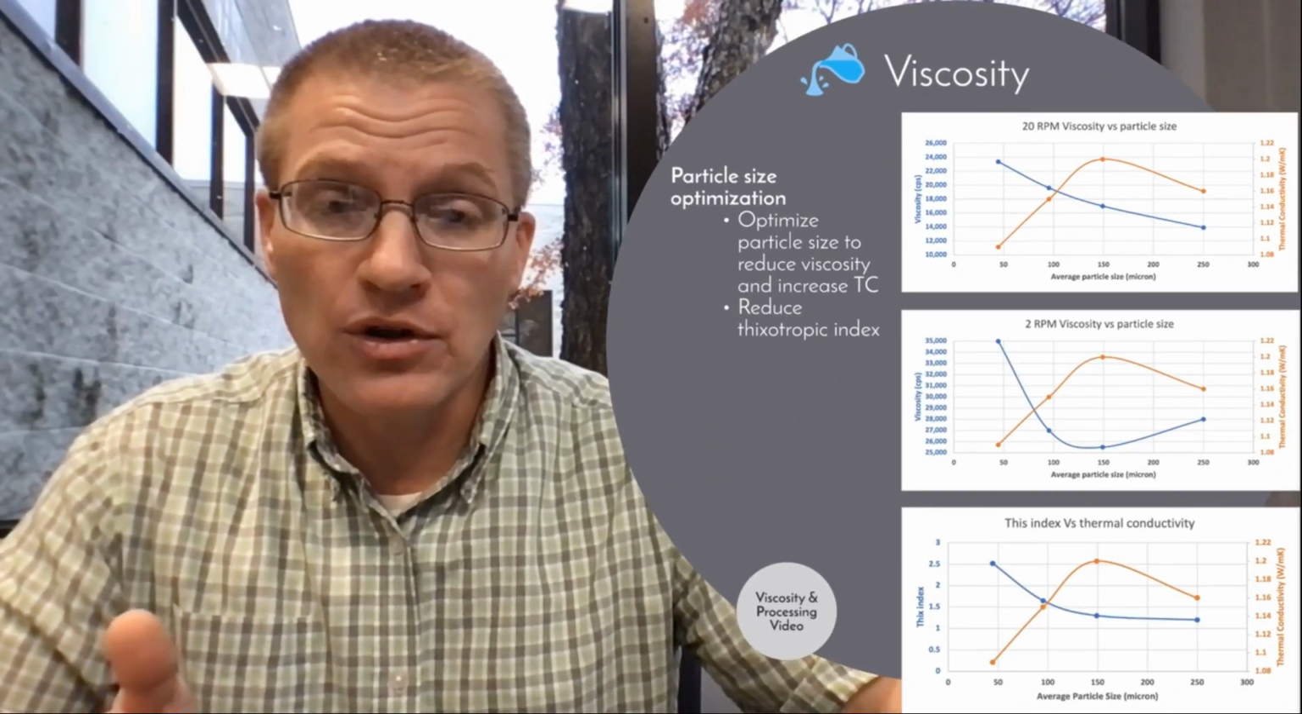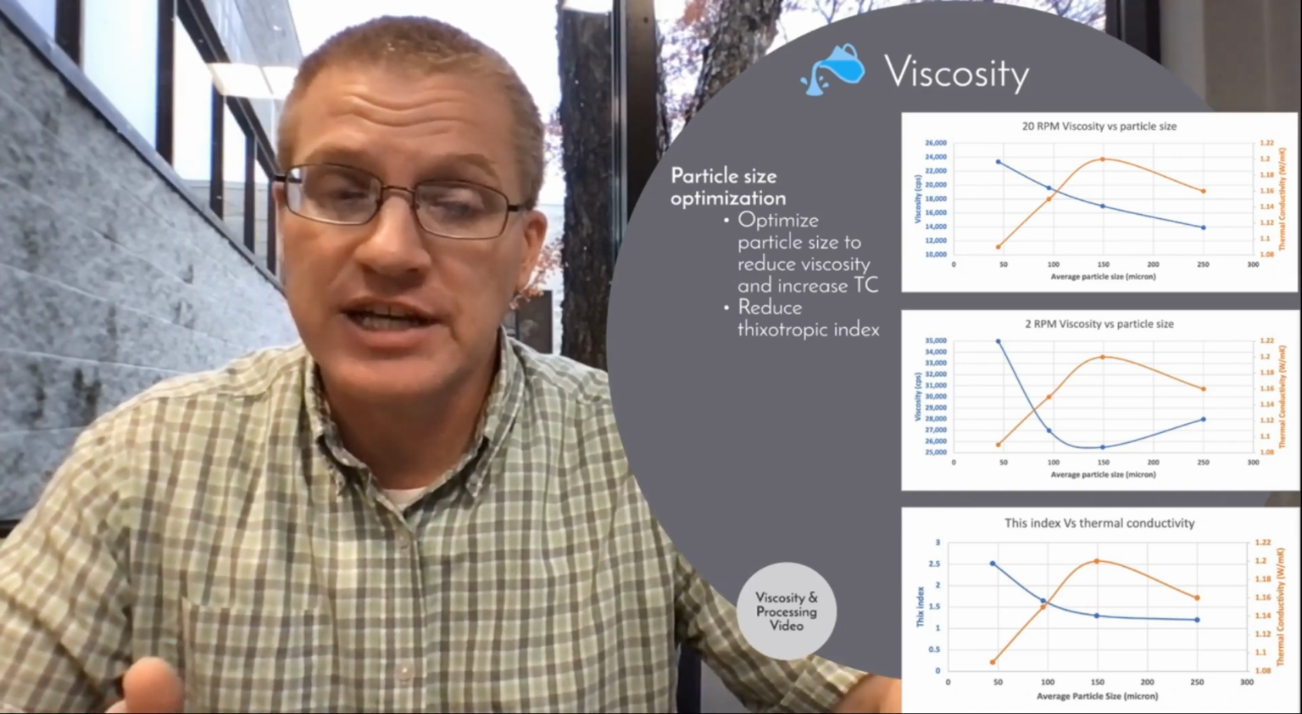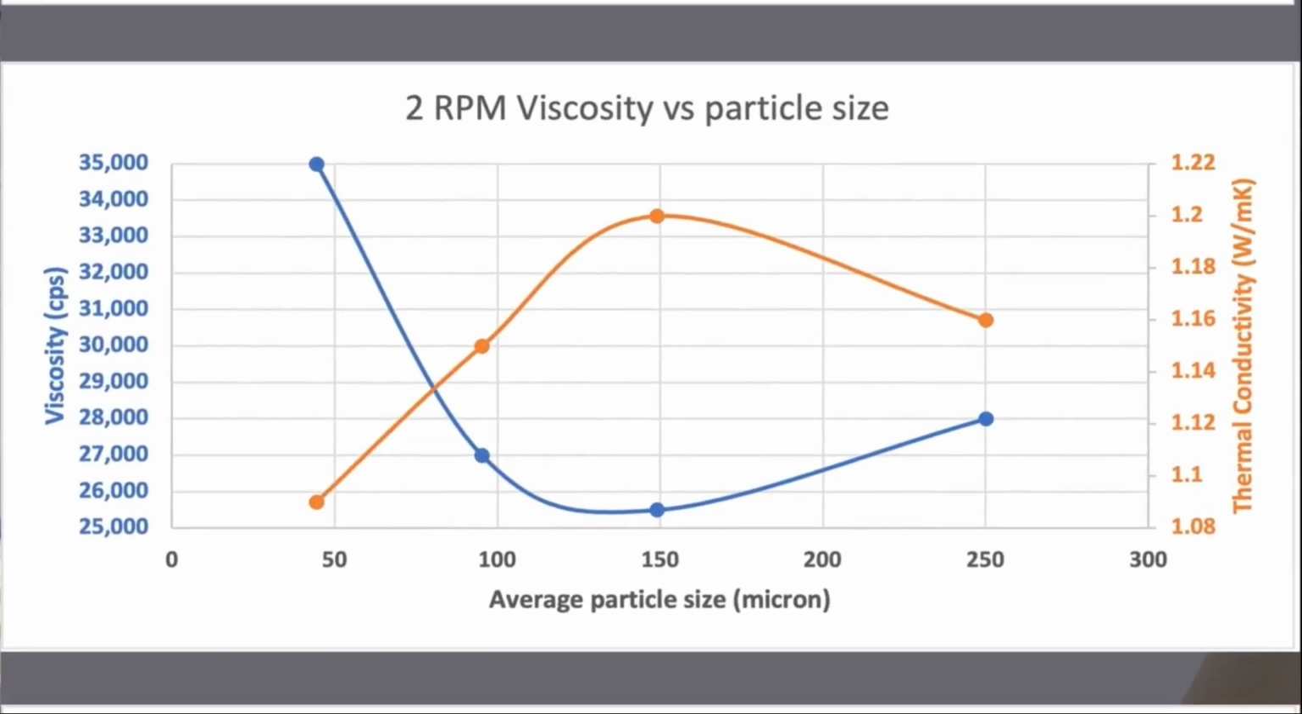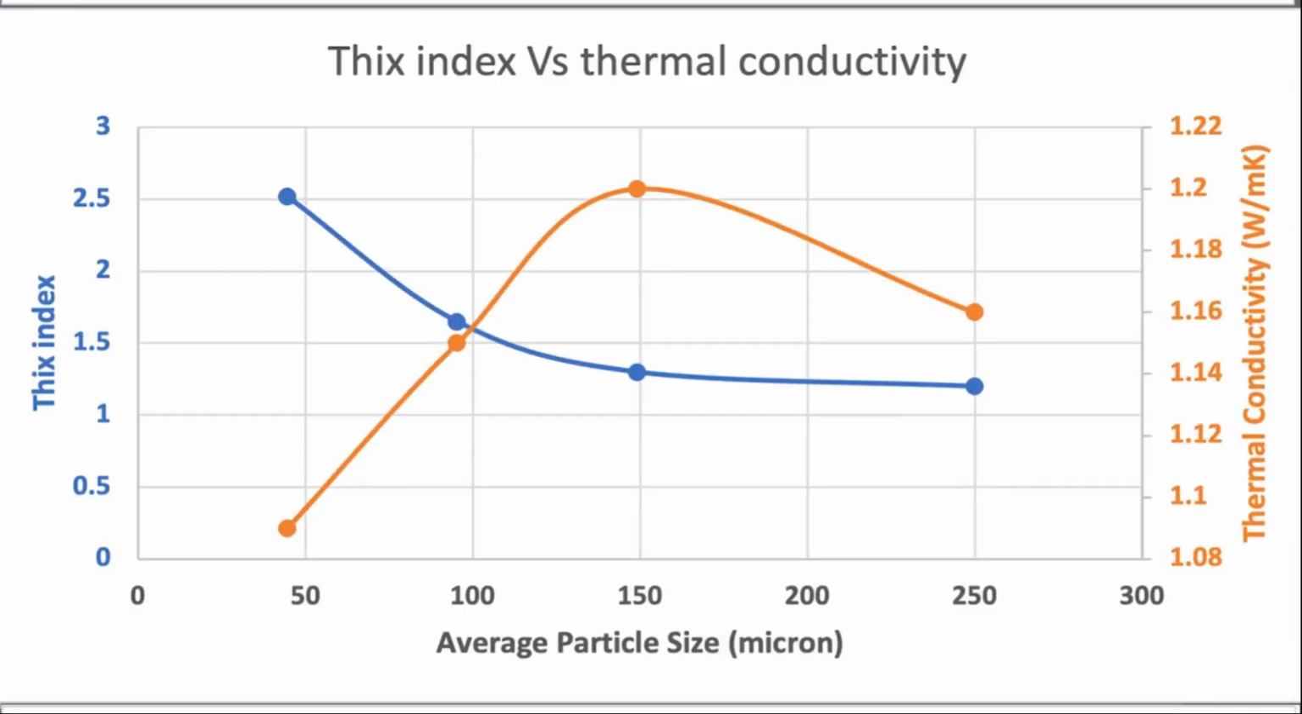Additionally, as we were talking about earlier, about process and flow and Thix index, you see the same kind of thing in the 2 RPM. In the 2 RPM viscosity, with very small particles, we have a very high 2 RPM viscosity. As that average particle size gets larger and we get to 150, again, we have the optimization of the thermal conductivity in the orange line, and then that 2 RPM viscosity actually drops. And we also see that down in the Thix index. We actually see the Thix index go down when we get to that optimization of that 150 average particle size, okay?